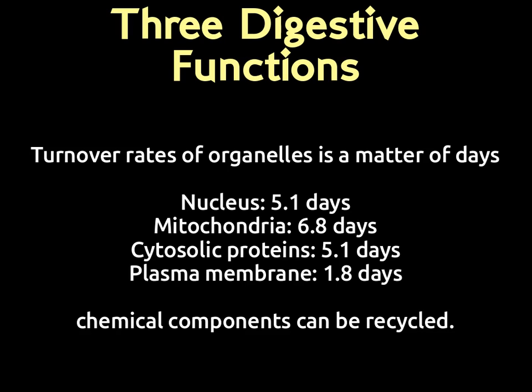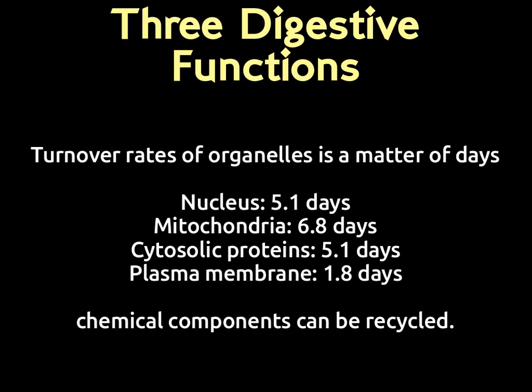We also have mitochondria. Mitochondria undergo wholesale destruction, in slightly less than a week as well. So just slightly less than a week, all of your mitochondria are new mitochondria. Hey, new things. And cytosolic proteins end up being turned over at a pretty high rate as well. Plasma membranes get turned over really, really fast.